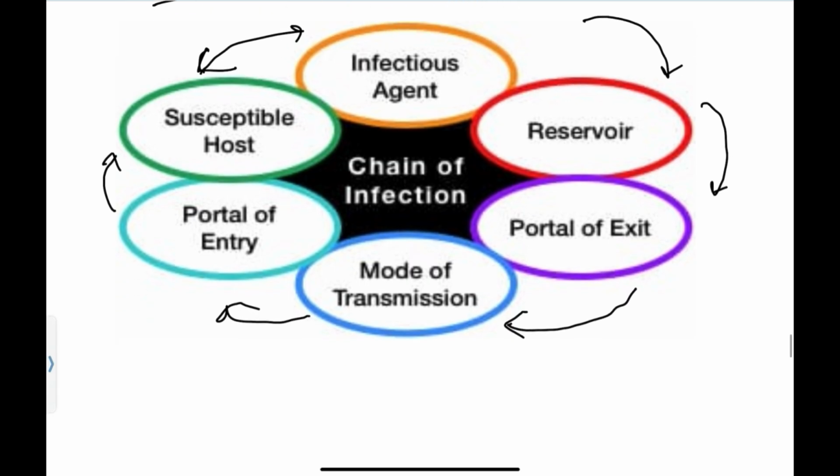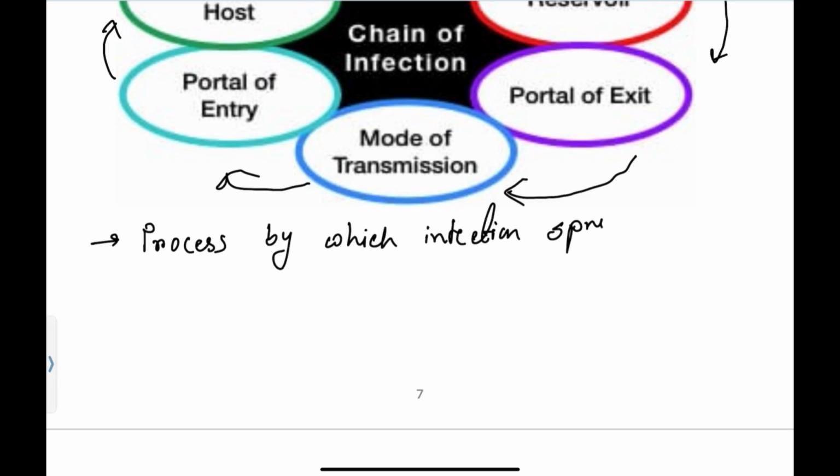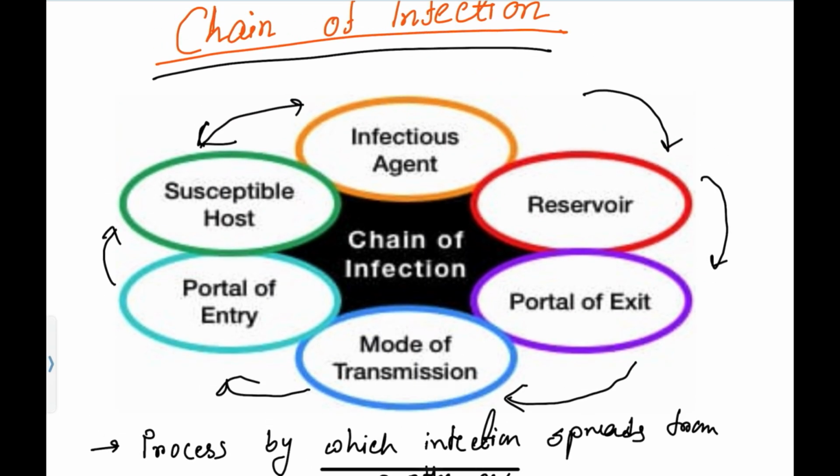So what is this chain of infections? The chain of infections is a process by which infection spreads from one person to another person. Now it consists of 6 connected links. As you can see here, the first component is infectious agent.